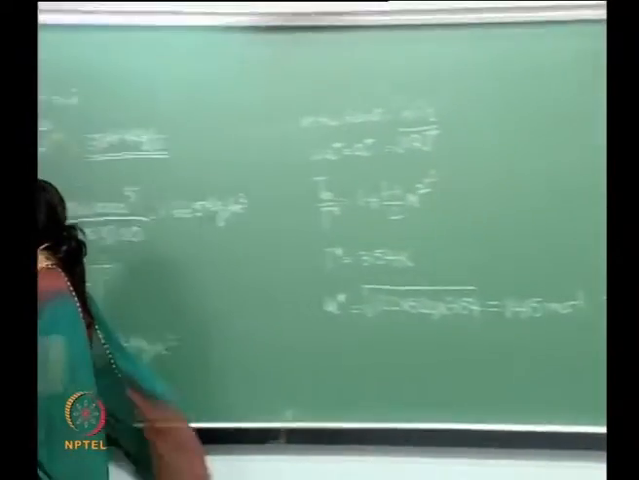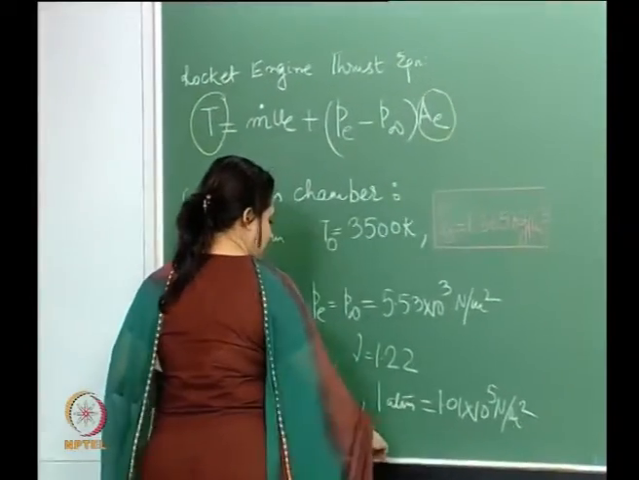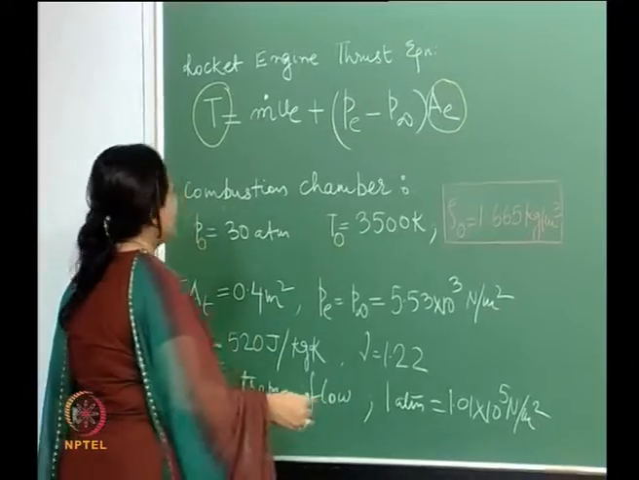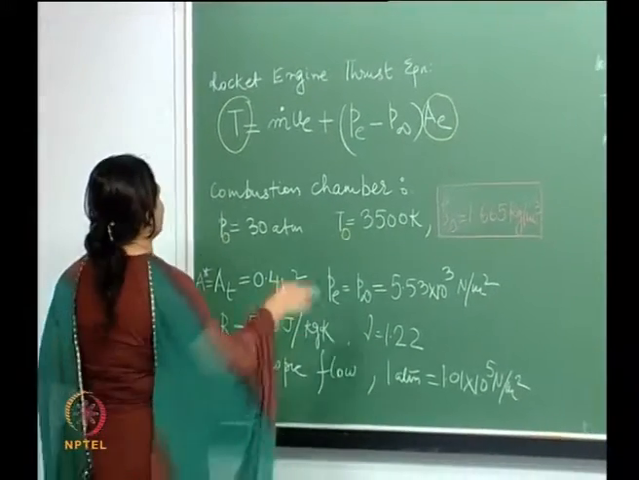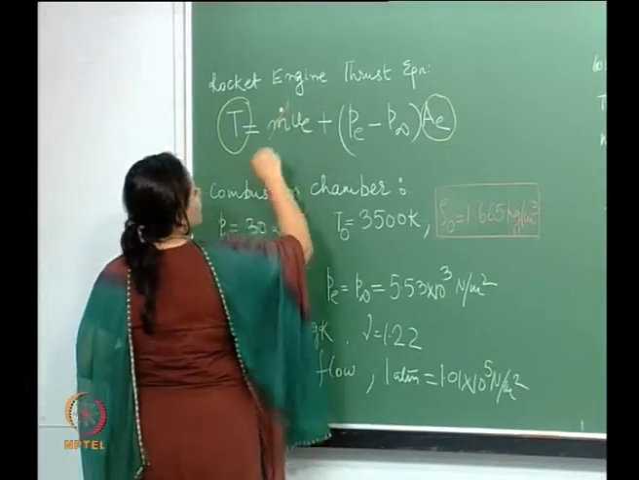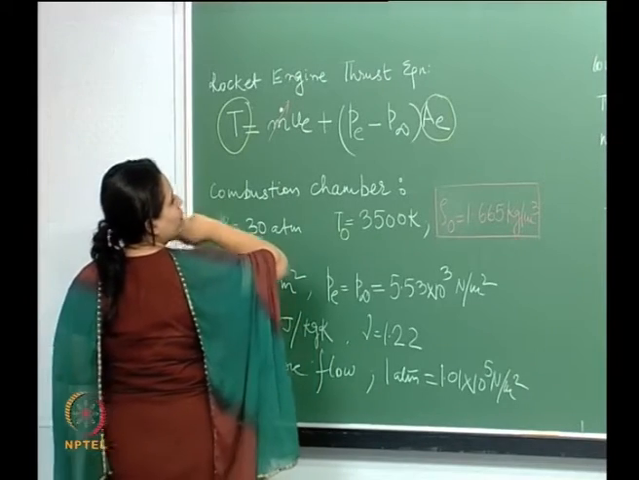Let's go and look here. So what do we have here? Did we find out the mass flux? Yeah, we did. So this mass flux is 586.4.